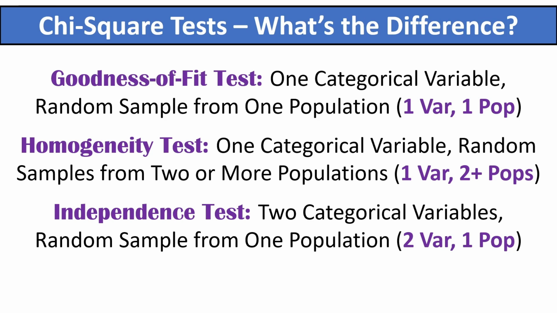So you might want to sketch these down for reference, because in the next 2 scenarios I'm going to show you, you're going to need to guess which scenario it is. So you might write down the name of each of these tests and just write down the number of variables and the number of populations from which data is drawn.